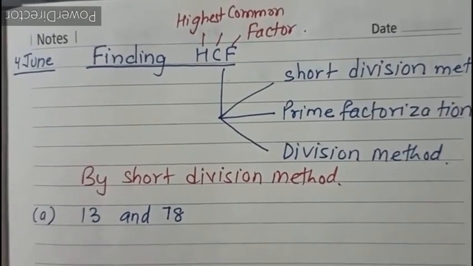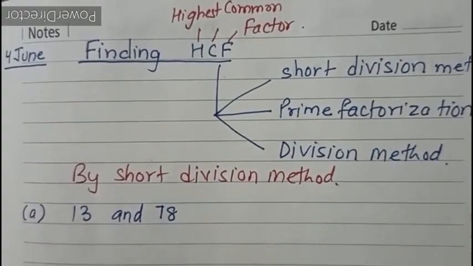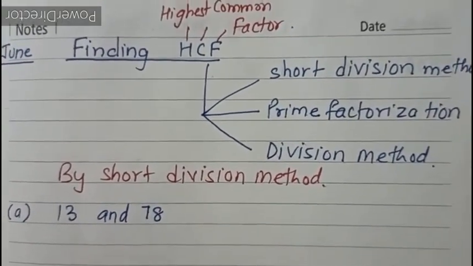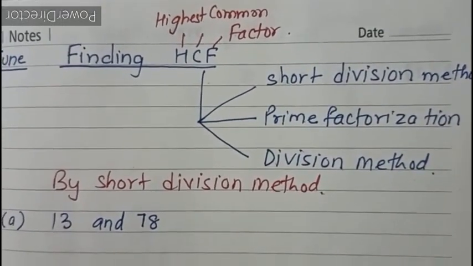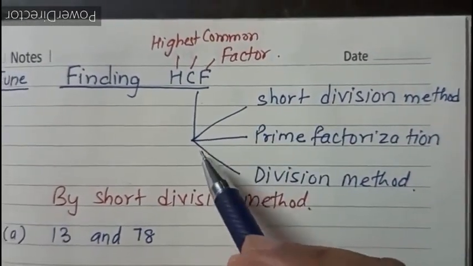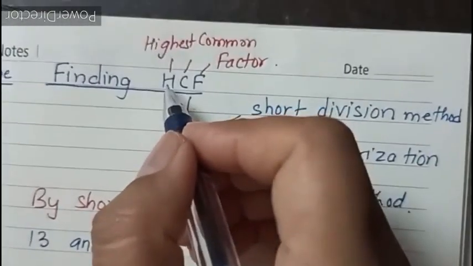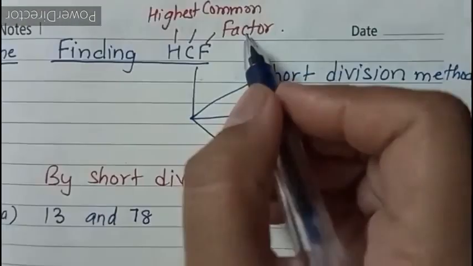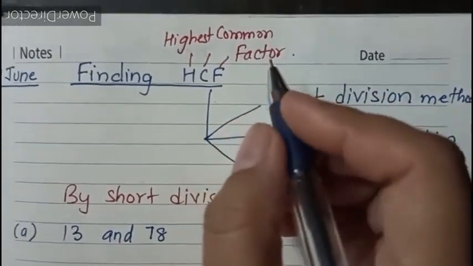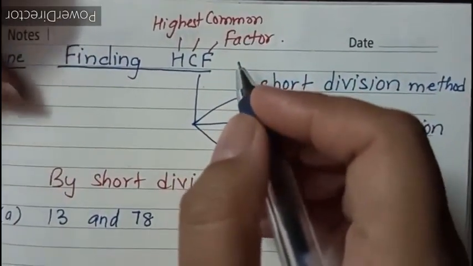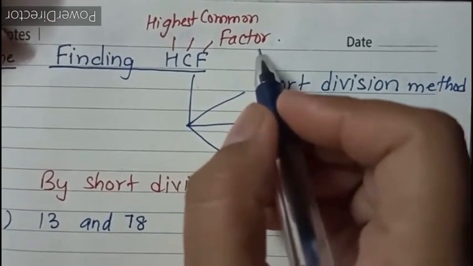Today we'll be discussing how to find the HCF, that is, the highest common factor, using all three methods. First of all, we should know what HCF is. HCF is the highest common factor. Till now we have learned how to find the factors of a number.